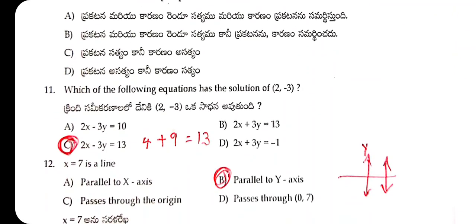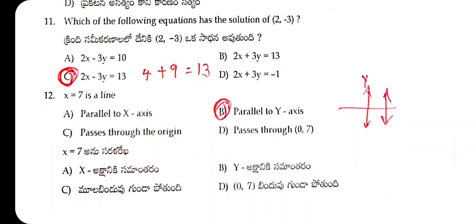Which of the following equations has the solution 2 comma minus 3? Substitute this point in the third equation. See here, 2 2s are 4, minus in minus plus, 3 3s are 9, 4 plus 9 is 13. So I got the answer. So option C. Like this we can do. X is equal to 7 is a line. See, I am taking the x axis and y axis. X is equal to 7, one line I am drawing. It is parallel to the y axis. So option B.